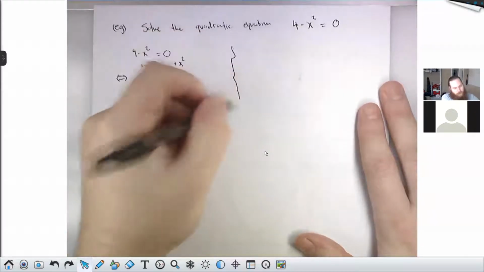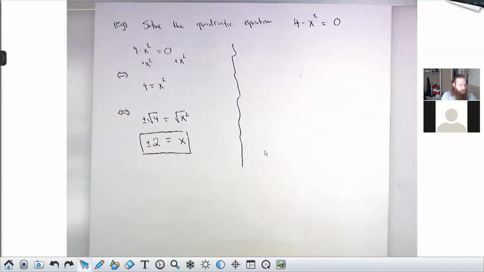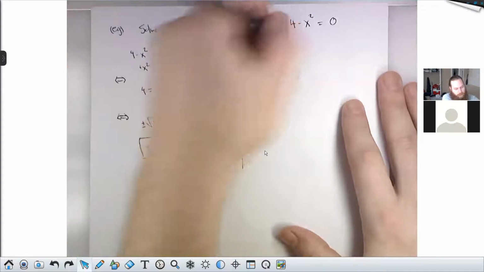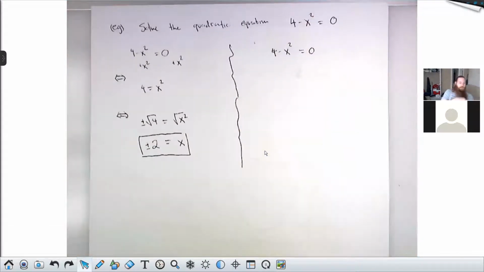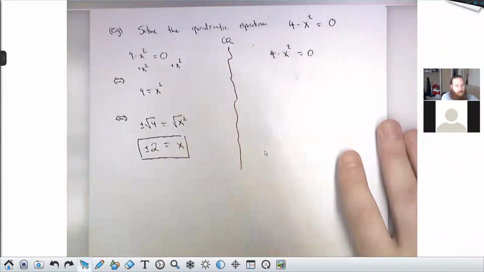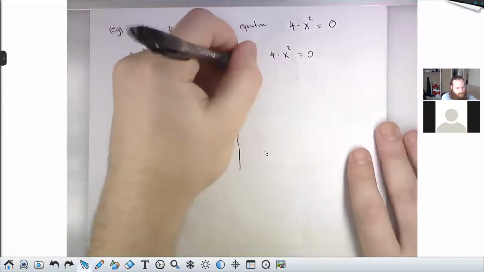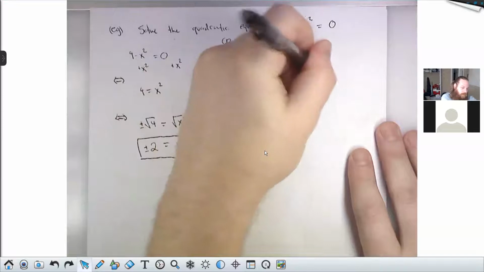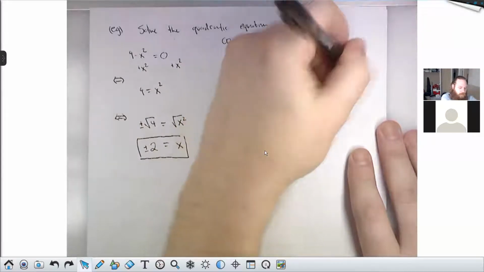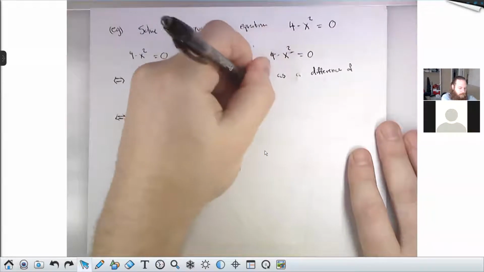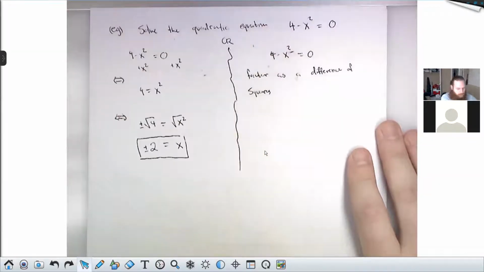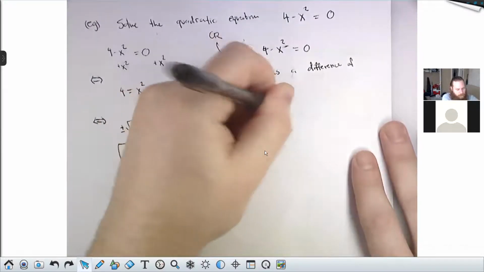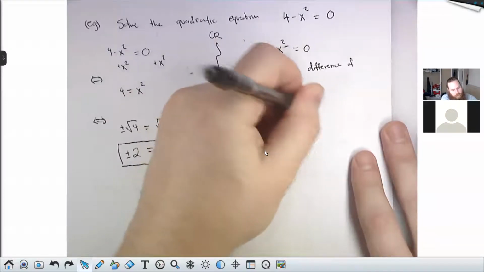The other way we can do this is by factoring. You can take the expression 4 minus x squared equals 0 and factor this as a difference of squares. So let's just check something. I claim that 4 minus x squared can be rewritten as 2 minus x times 2 plus x.